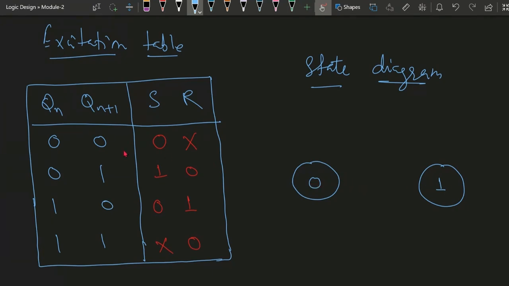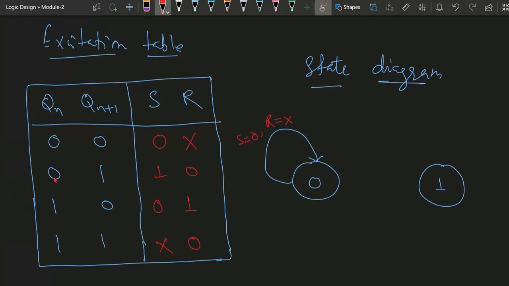Now you can see Qn is 0 and Qn plus 1 is 0. From the current state to the next state, if it changes from 0 to 0 itself, meaning it remains the same, at that time S and R should be 0 and don't care. So this is the input condition such that the state will be the same.